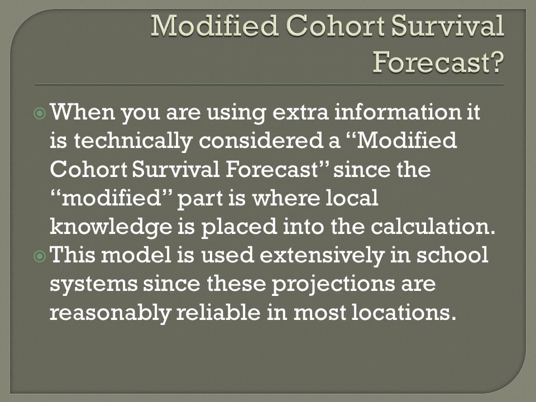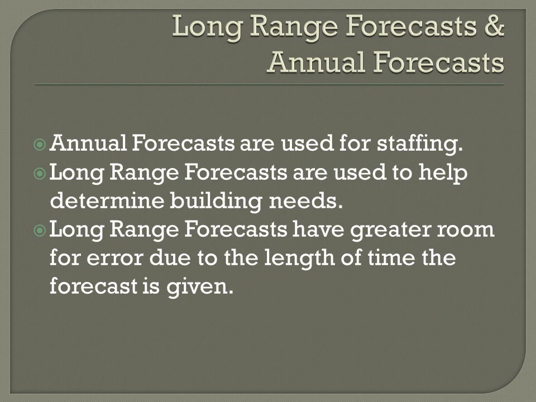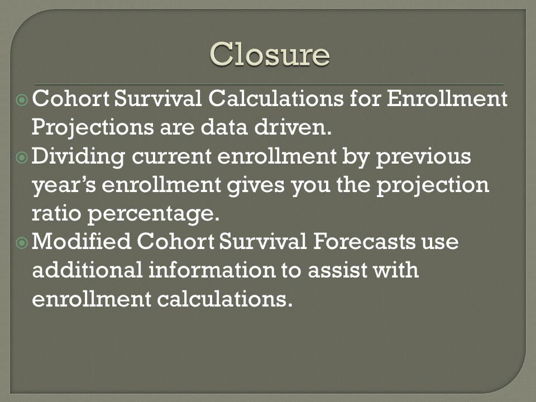Modified cohort survival forecast. When you're using this information, it's technically a modified cohort survival forecast, since we're using modified local data and knowledge. This is commonly used because it's the most accurate and reliable. Annual forecasts are used for staffing, and long-range forecasts are used for determining building needs. There can be errors there.